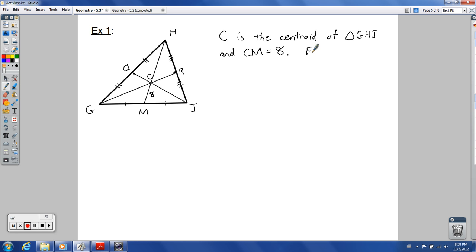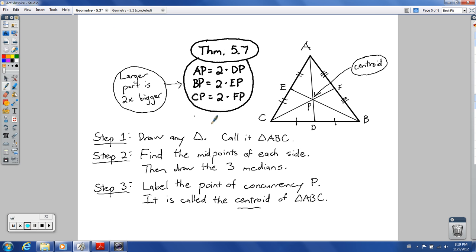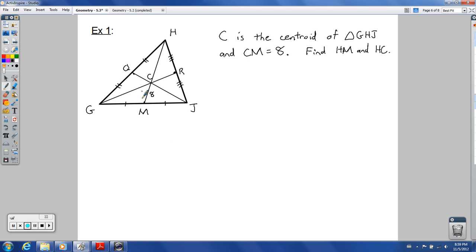And we're going to try to do this first. Find HM, and then we're going to try to find HC. We'll do whichever one seems easier to us first. So we got to find both of those things. So HM, HC, which one's easier? I think HC is easier. Thinking of the theorem at least in this way, the bigger part is 2 times bigger than the smaller part. And so I see in this picture, this is the smaller part of median HM. So I would look at that.